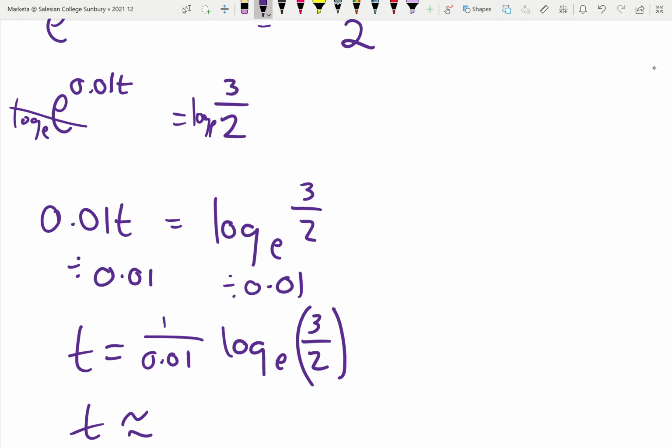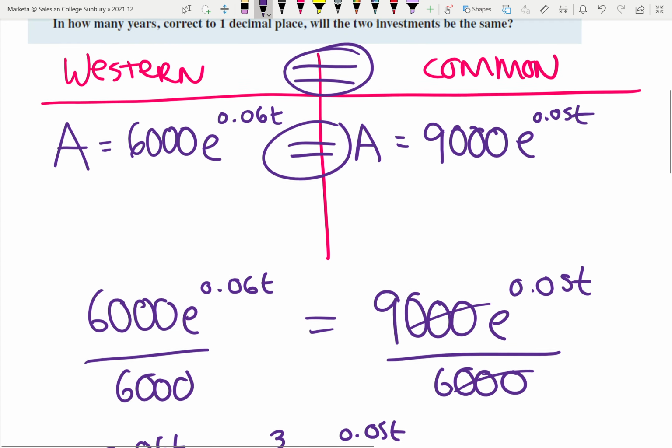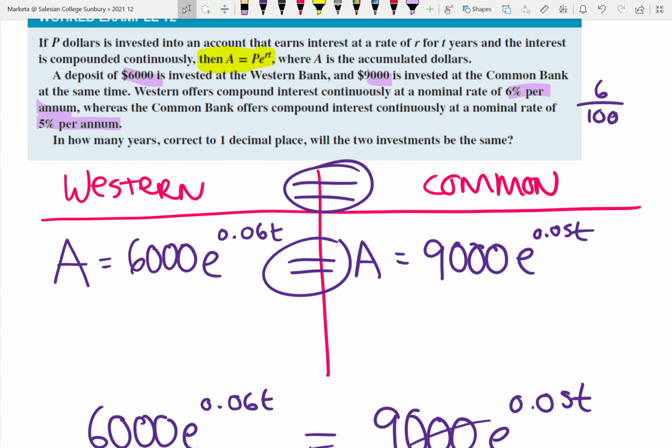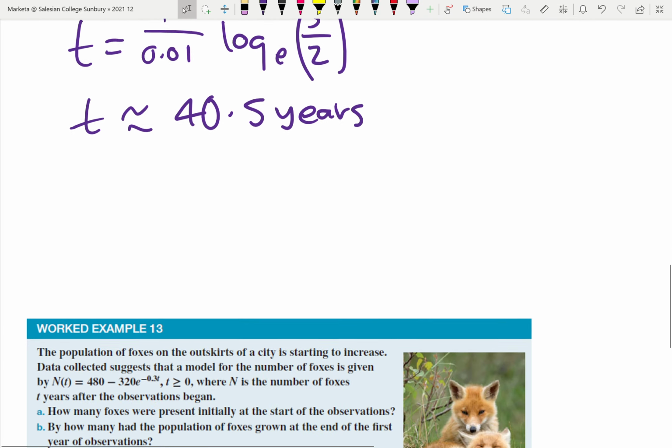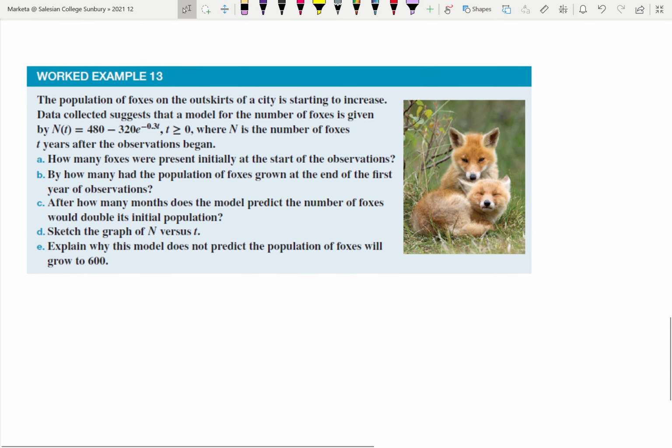Okay, so that's 40.5 years. And let's just check what the question actually asks. Correct to 1 decimal place. So there's no need to convert that 0.5 into 6 months. Remembering that we are looking in years, t is in years. So be careful in these that you know what unit you are dealing with. So 40.5 years. All right, let's move down.